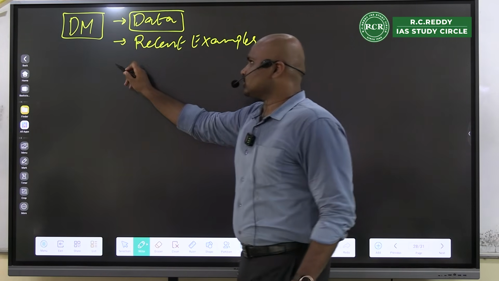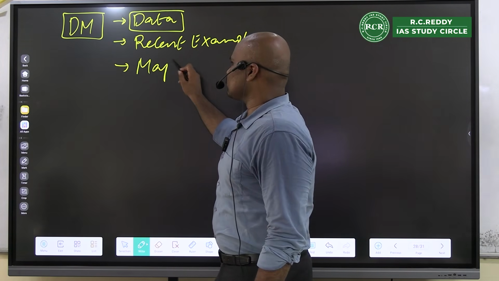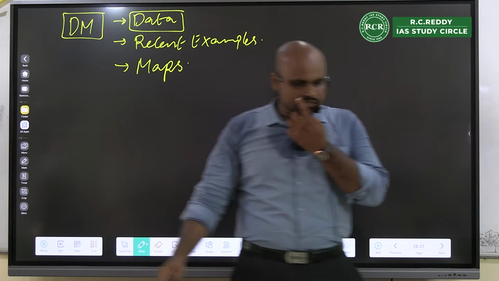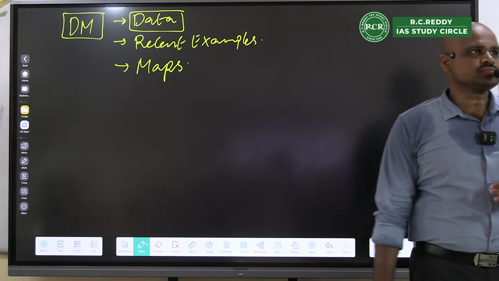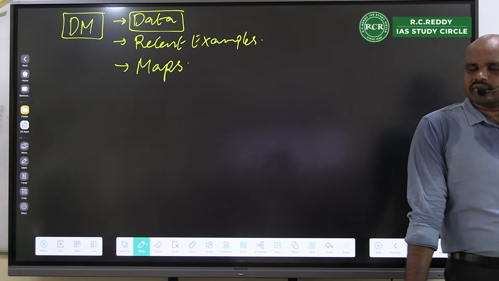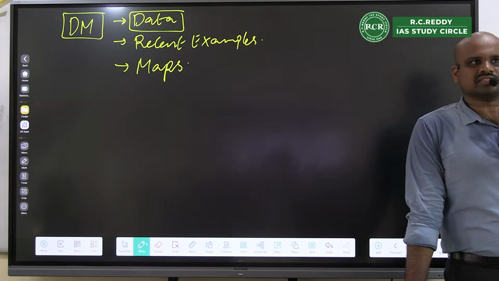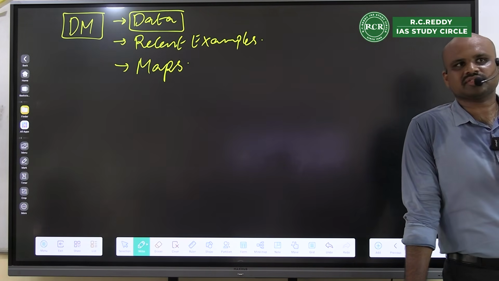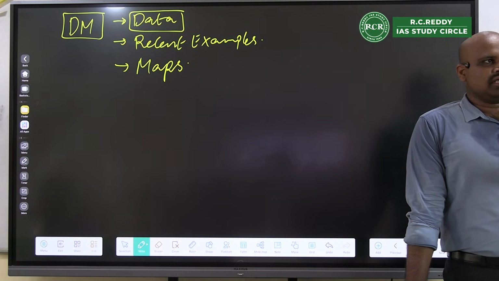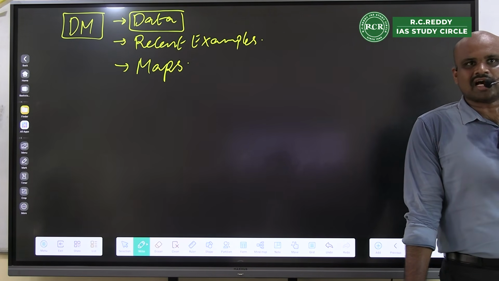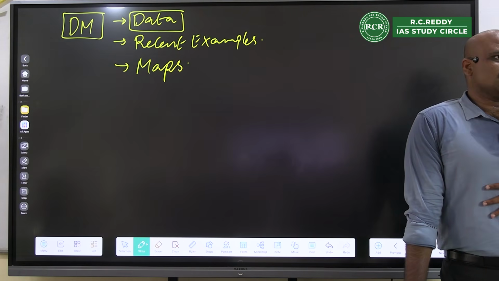The third important dimension that I will have to bring in when I am writing disaster management is maps. At any cost I will have to bring in maps. I will have to draw some maps. Now what is the map that I will have to represent? If I say floods, urban floods, what can you draw?